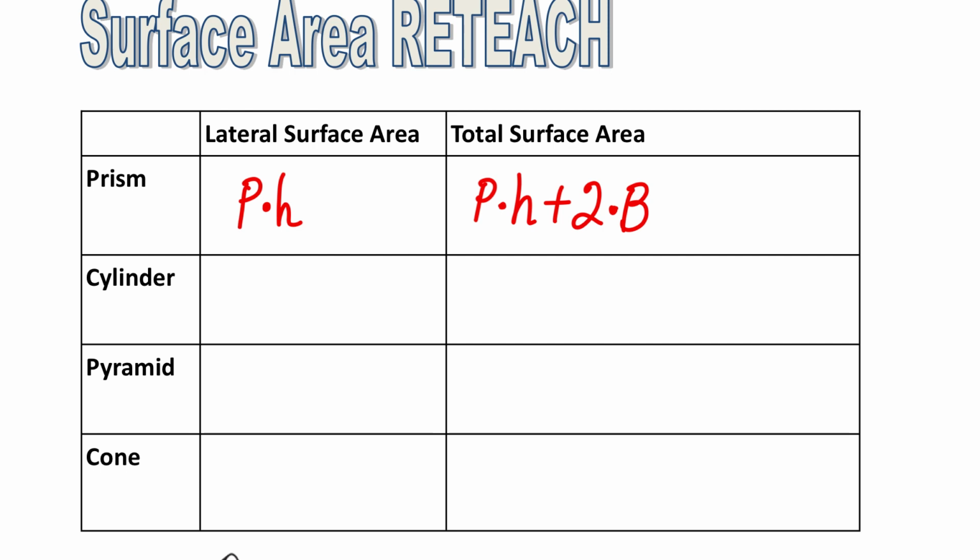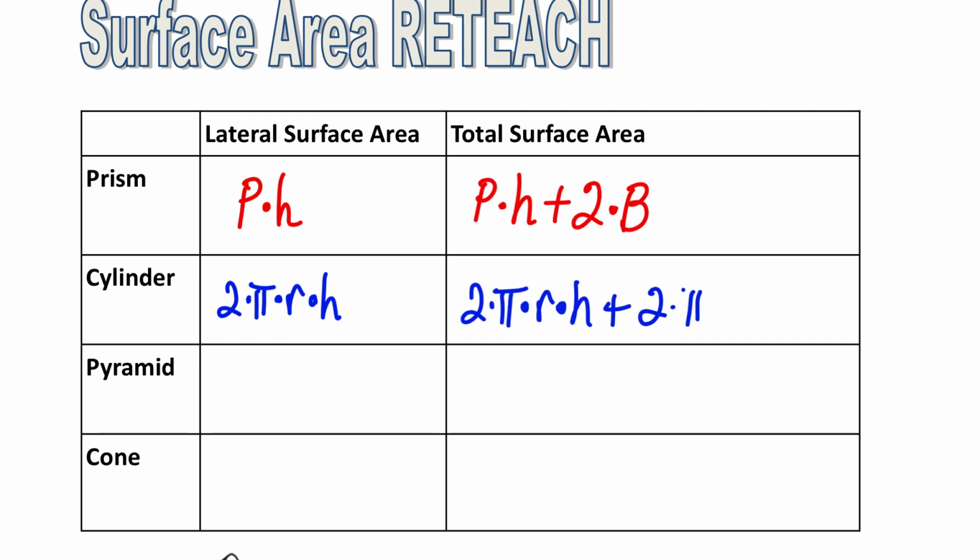Alright, for a cylinder, lateral surface area is 2 pi r(h), or in other words 2 times pi times r times h. And then total is 2 pi r(h) plus 2 pi r squared.